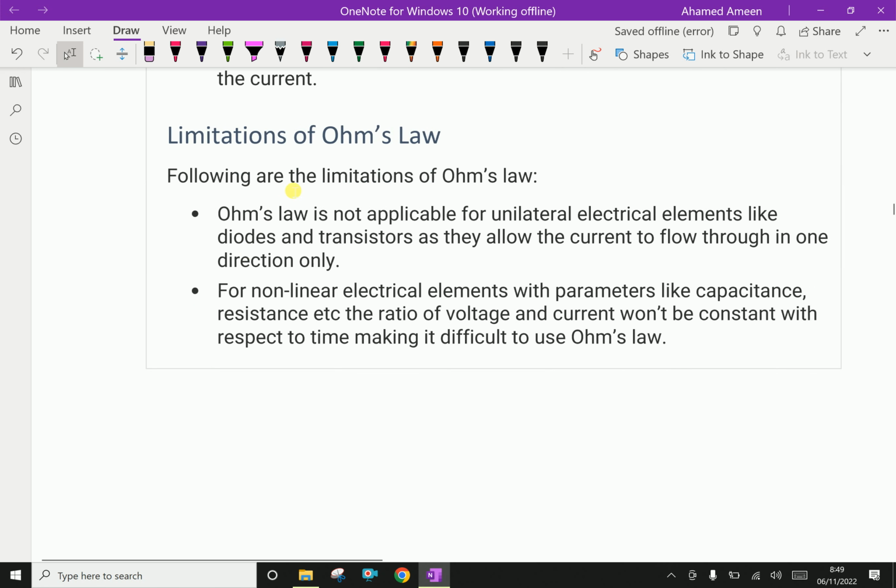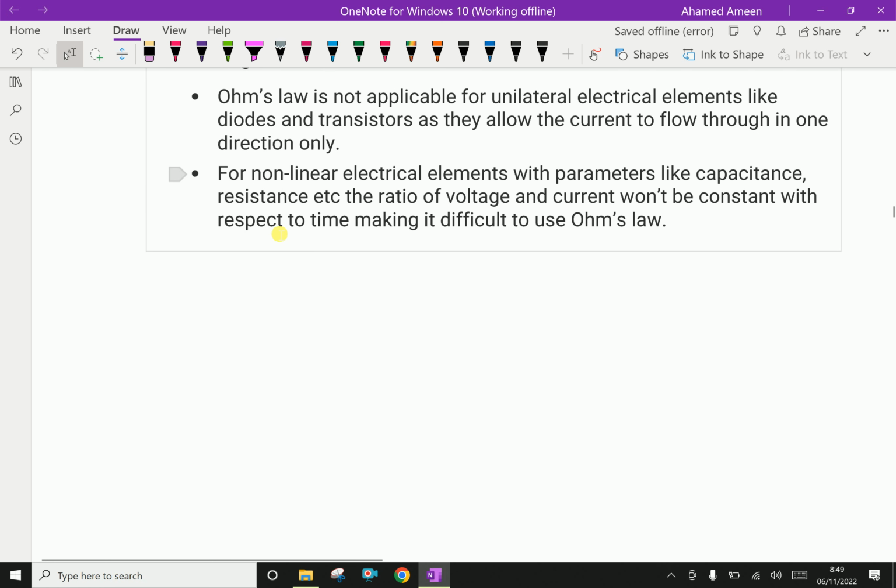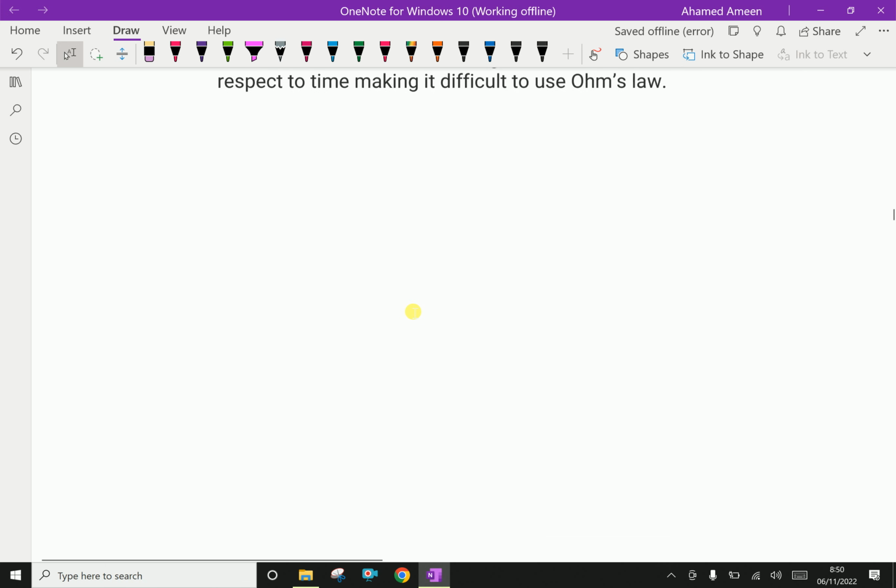Limitations of Ohm's law. Following are the limitations of Ohm's law. Ohm's law is not applicable for unilateral electrical elements like diodes and transistors of electronics equipment, as they allow the current to flow in one direction only. For nonlinear electrical elements with parameters like capacitance, resistance and so on, the ratio of voltage and current won't be a constant. It won't be a linear relation with respect to time, making it difficult to use Ohm's law here directly.